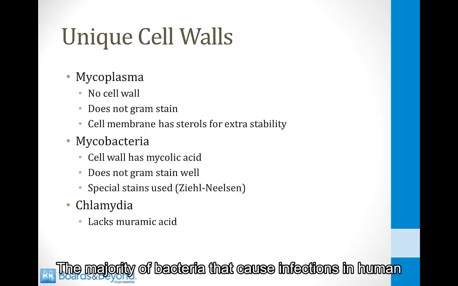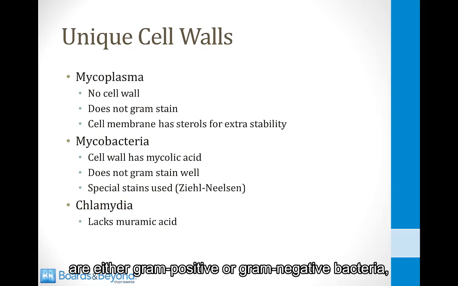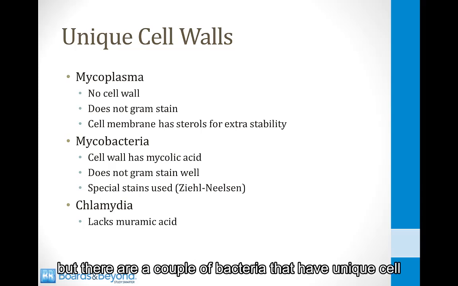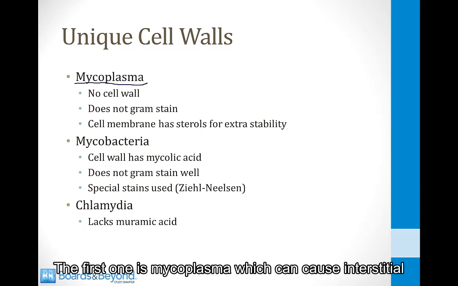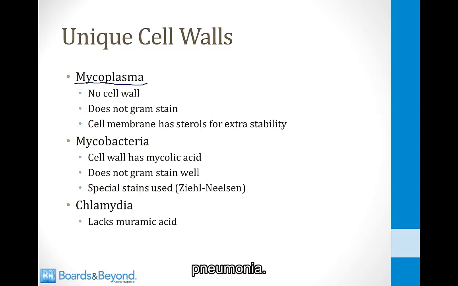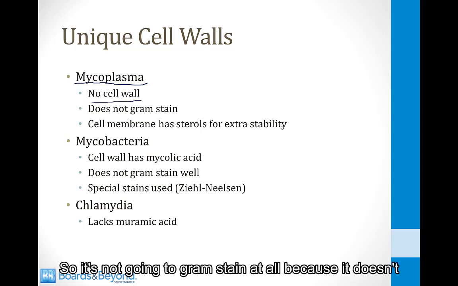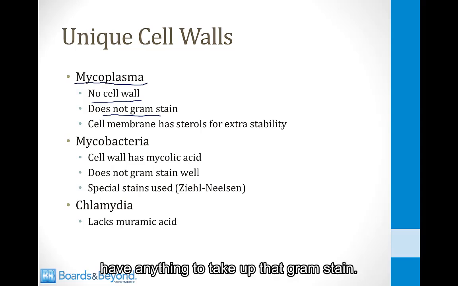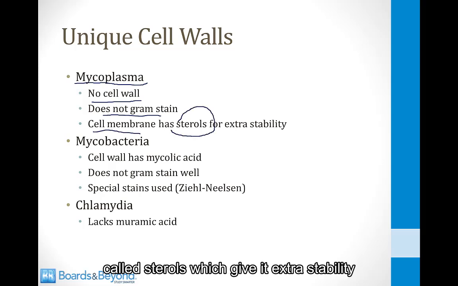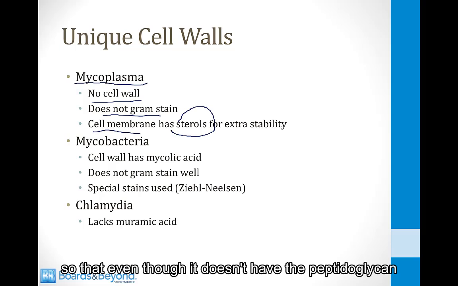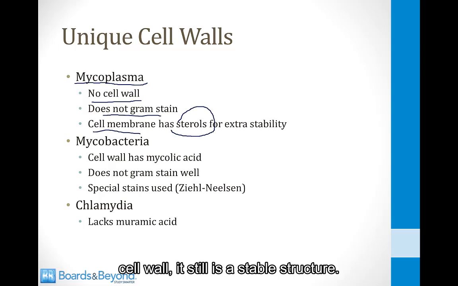The majority of bacteria that cause infections in humans are either gram-positive or gram-negative bacteria, but there are a couple of bacteria that have unique cell walls that you should know about. The first one is Mycoplasma, which can cause interstitial pneumonia. Mycoplasma has no cell wall, so it's not going to gram stain at all because it doesn't have anything to take up that gram stain. It has a unique cell membrane, and it has substances called sterols which give it extra stability so that even though it doesn't have the peptidoglycan cell wall, it still is a stable structure.